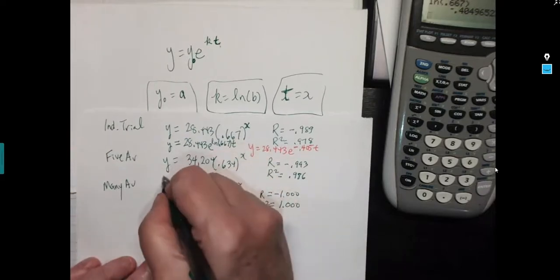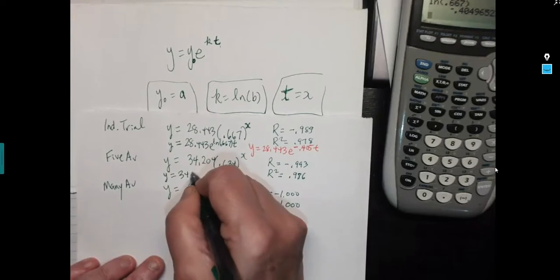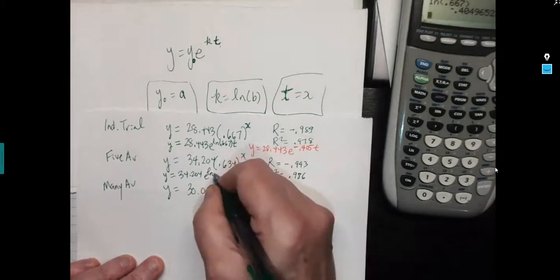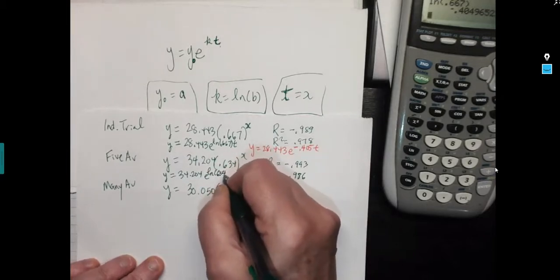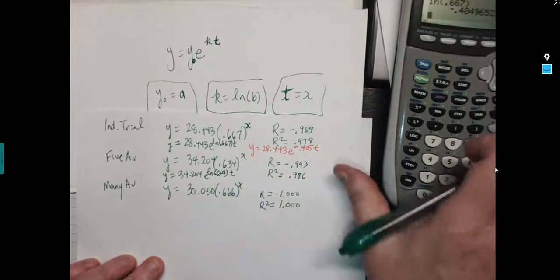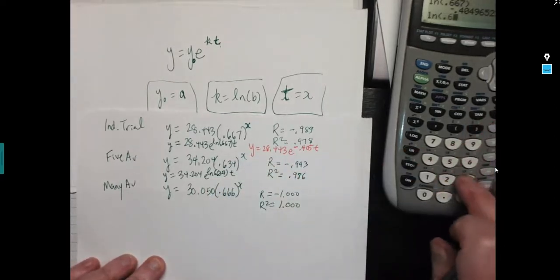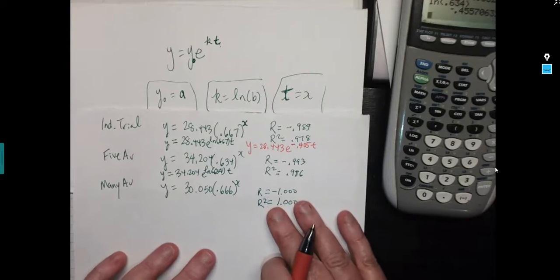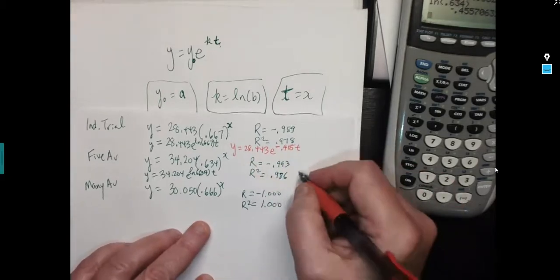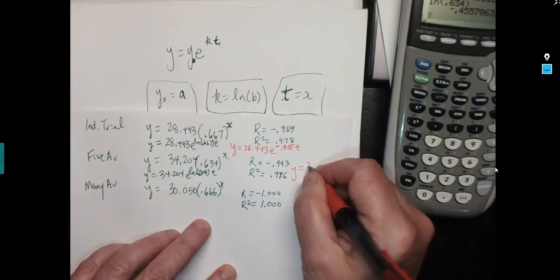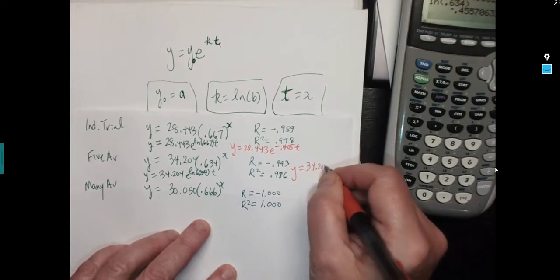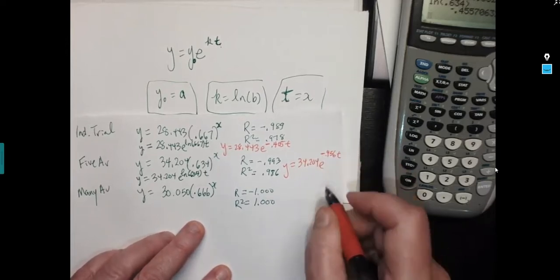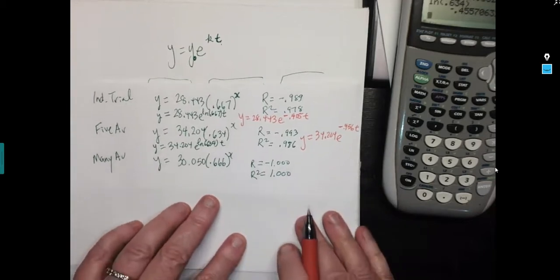Okay, so for the rest of these, I'll have e to the power of the ln of 0.634 times t, and ln of 0.634 taken to 3 places is negative 0.456. Put the t on it, and then that's my standardized form.